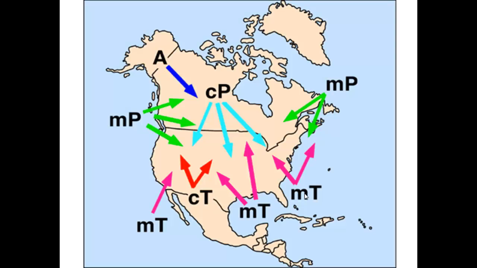Here is the map of where the air masses may be. MT is maritime tropical, CT is continental tropical, MP is maritime polar, and CP is continental polar.